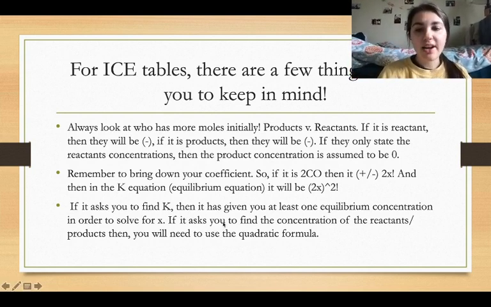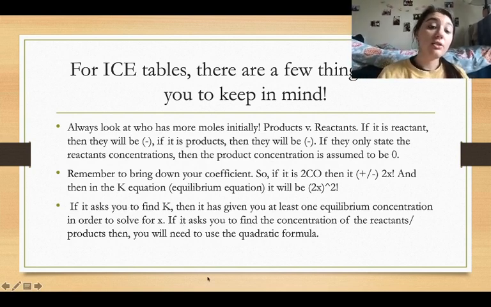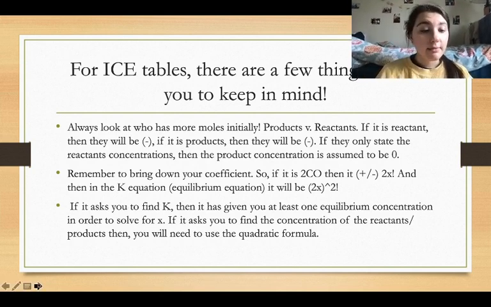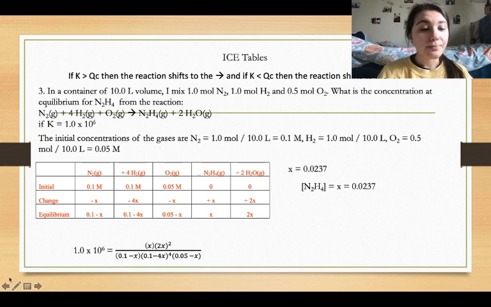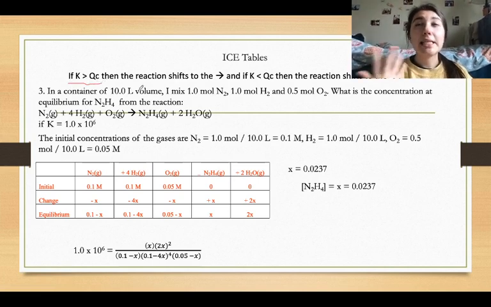And if it asks you to find K, and it's given at least one equilibrium concentration, then it's in order to solve for x. And if it gives you the concentrations, then you need to use the quadratic formula, right? All right. Okay. So first things first, what I'm looking at here. The one thing I like to note first is always write this down. It helps keep your mind straight in that if K is greater than the reaction quotient, then that means it's going to shift towards the products.